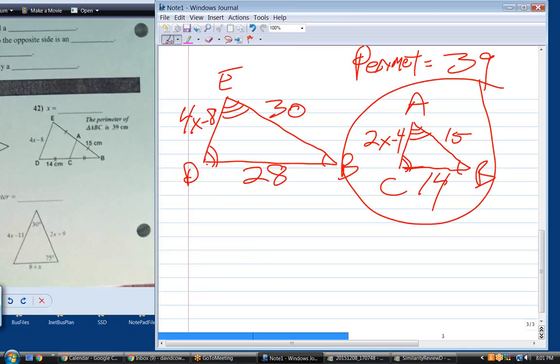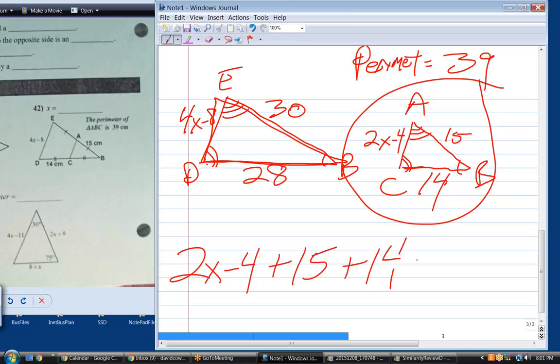The perimeter is the measurement around a figure. It's the same as circumference. The circumference is the perimeter of a circle. Okay? So the perimeter of a triangle is the sum of the three sides. Well, my three sides here, there's one of them, plus 15 plus 14 equals 39. And again, I have one equation and only one variable, so I'm going to be able to solve for it easily. Gotcha. Okay.